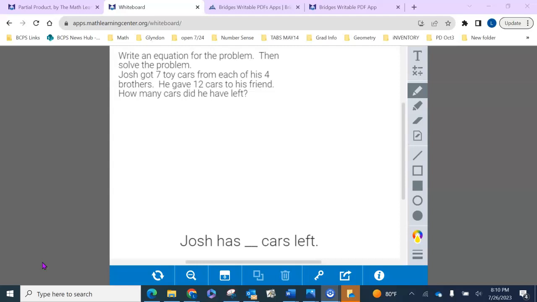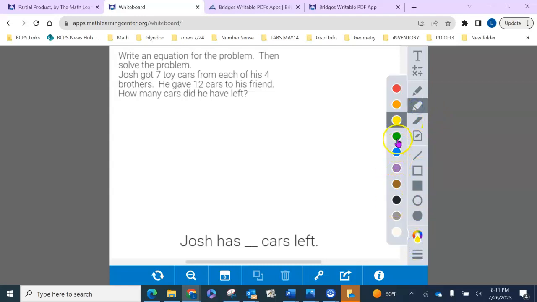First thing I want to do is make sense of the problem. What is the problem asking for me to figure out? Well, the problem is asking me to figure out how many cars did he have left. So I know that at the end, I'm going to need to figure out how many cars did Josh have. Josh has blank cars left.